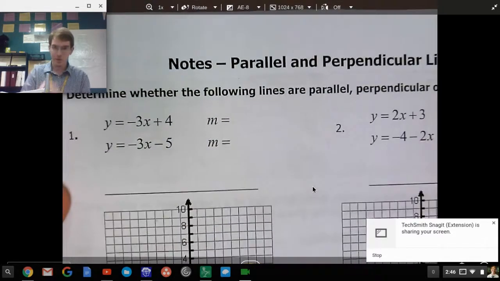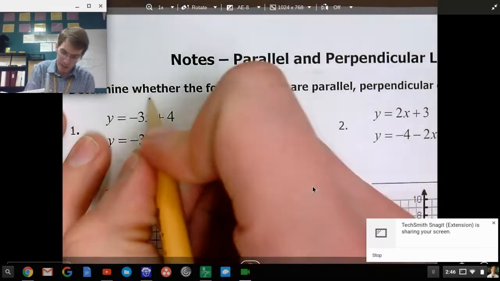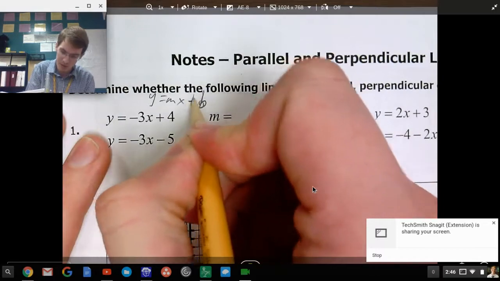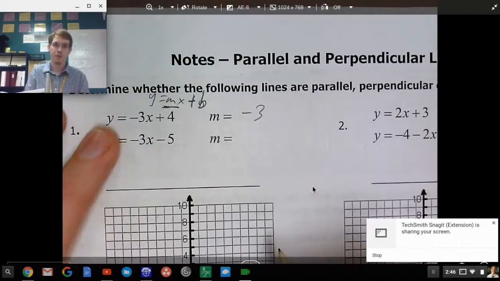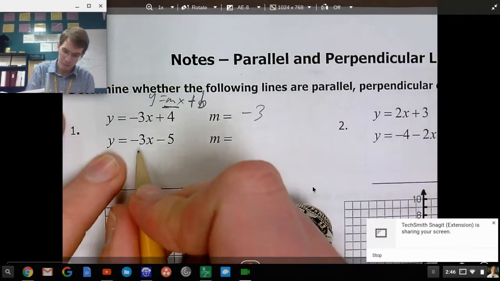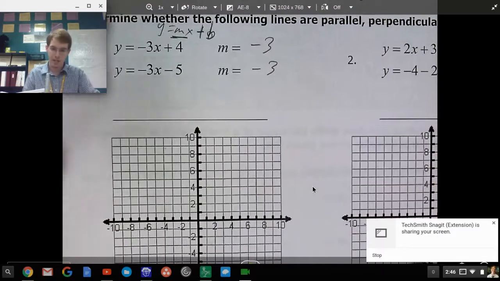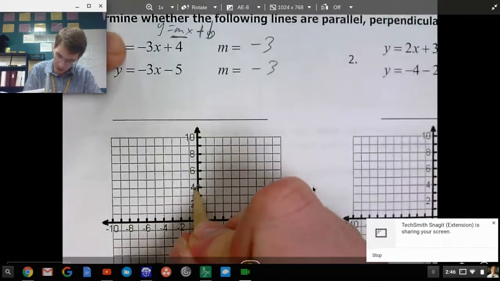So first thing we want to notice is right here. First line, it's y equals mx plus b. The slope is always in front of the x. So our slope is negative 3 for that first equation. Second equation, slope is also negative 3. All right, so let's graph these. So first and only difference, since they have the same slope, I'm going to start at 0, 4.